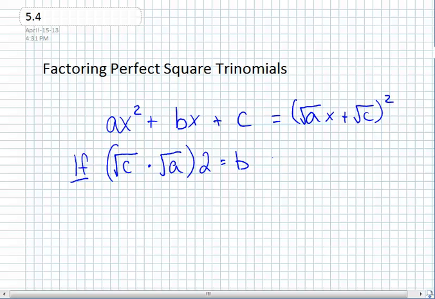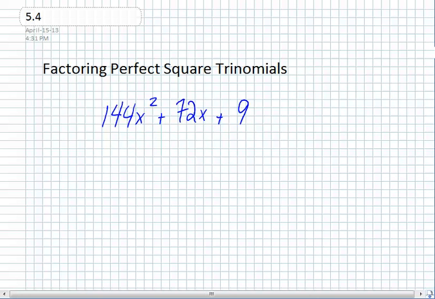The square root of a times the square root of c, all times 2. If it equals b, then all you have to do to factor it is take the square root of a and put an x after it, or whatever that first term is, the square root of the first term, plus the square root of the second term, or the constant term, and then just square it. That just sounds really terrible when I say it, but when I show it to you, you'll see what I mean. Let's look at some examples here.